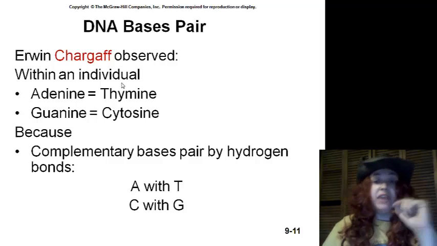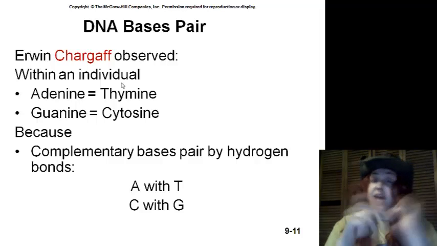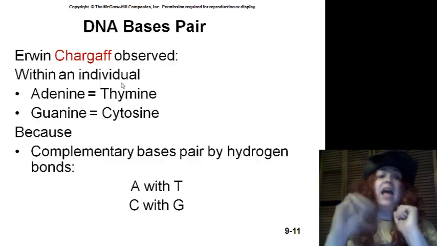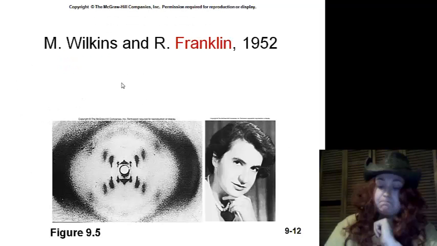Now, how are they actually combined together? They are held together by hydrogen bonds. Adenine and thymine have 2 hydrogen bonds. Cytosine and guanine have 3 hydrogen bonds. So it's hard to break up cytosine and guanine.